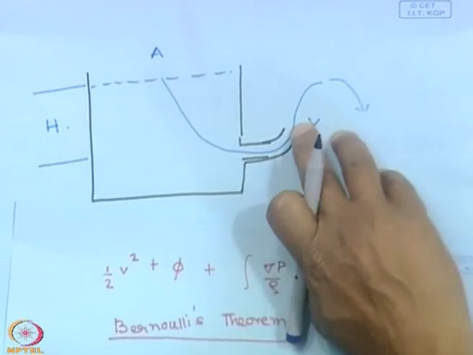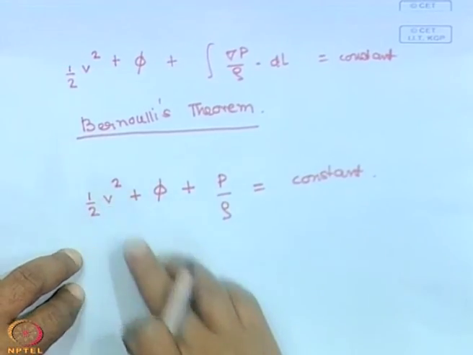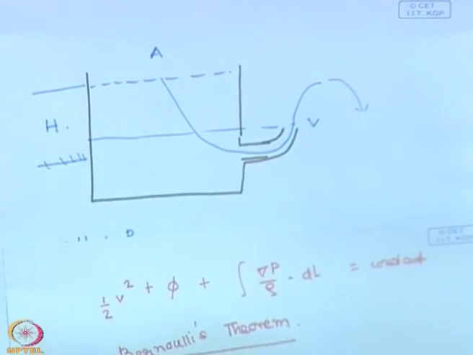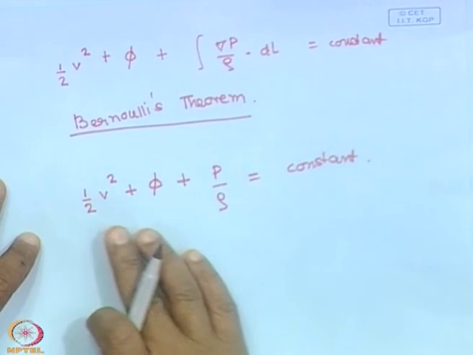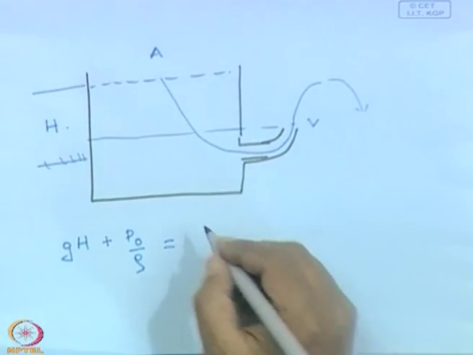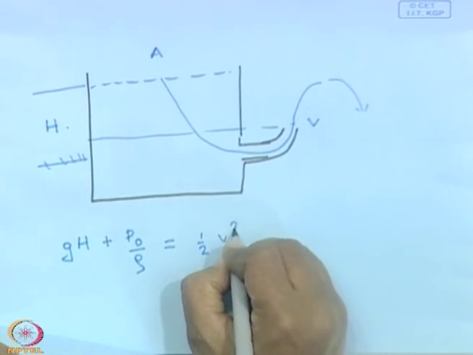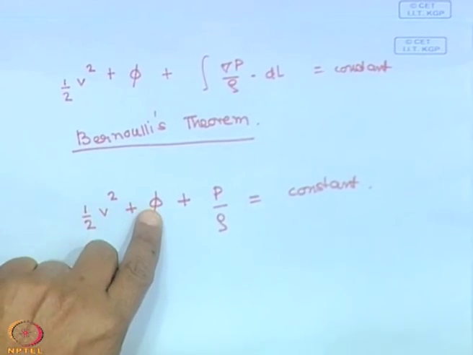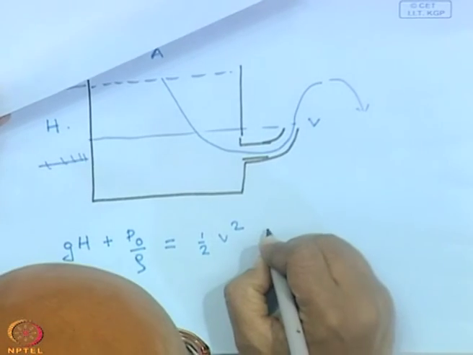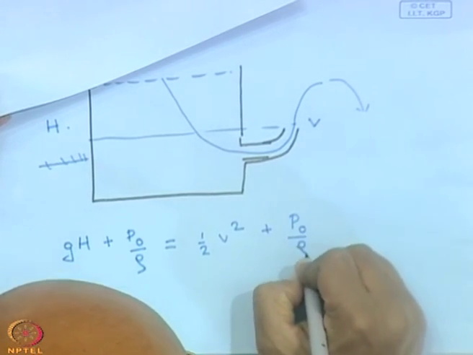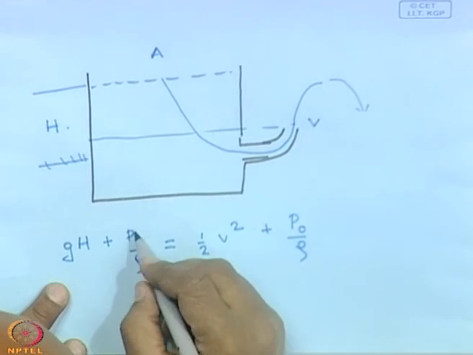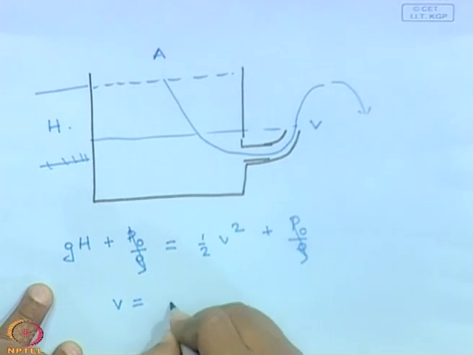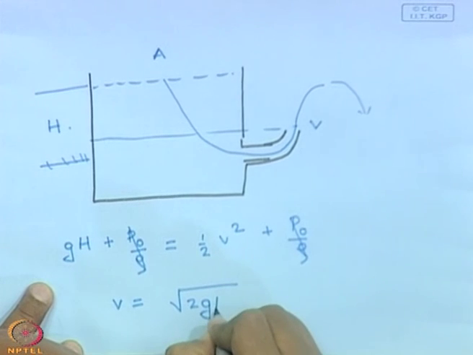now at the outlet over here, at the tip of the outlet, we have half v square. This is the height difference, sorry, between the tip of the outlet and this. Okay. At the tip of the outlet, we have half v square plus phi, so the potential is 0, plus p naught by rho, right. So, what we see is that these two terms cancel out. And what we get is that V is equal to the square root of 2gh.